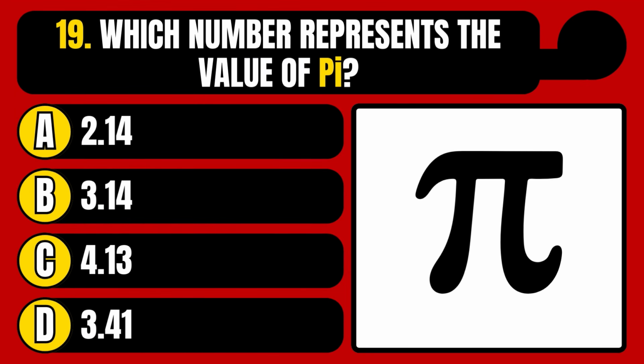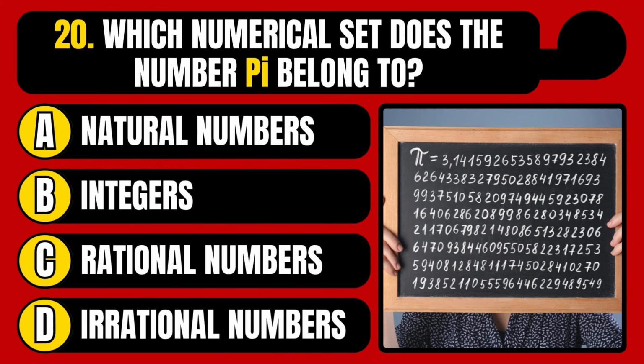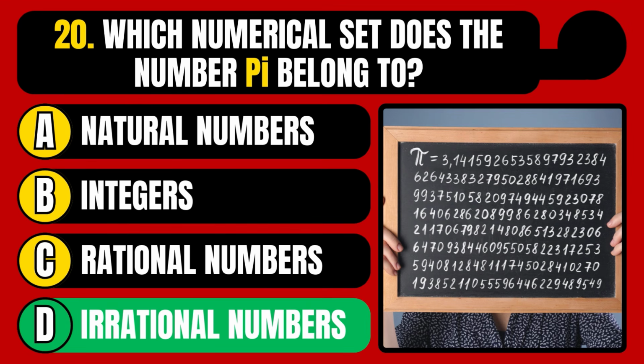Which number represents the value of pi? 2.14, 3.14, 4.13, or 3.41? The correct answer is option B, 3.14. Which numerical set does the number pi belong to? Natural numbers, integers, rational numbers, or irrational numbers? The correct answer is option D, irrational numbers.